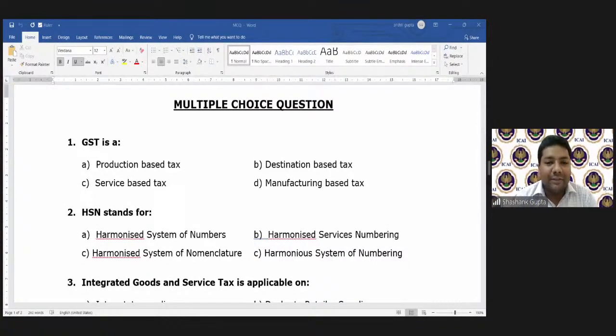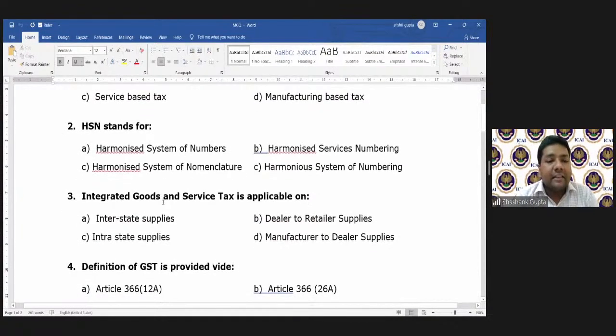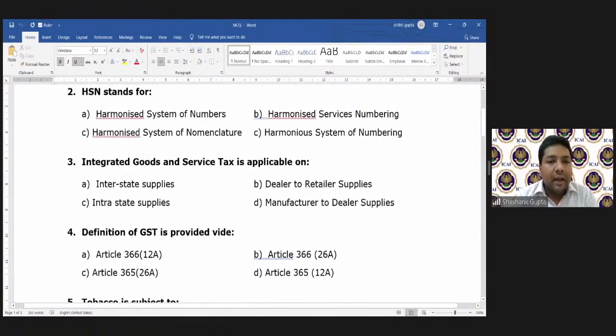Some people want question 2. Okay, so most of you have answered correctly. The answer is B. It's destination-based tax. Then second is HSN. HSN stands for Harmonized System of Numbers, Harmonized Services Numbering, Harmonized Systems of Nomenclature, or Harmonious System of Numbering. Which one? Come on.